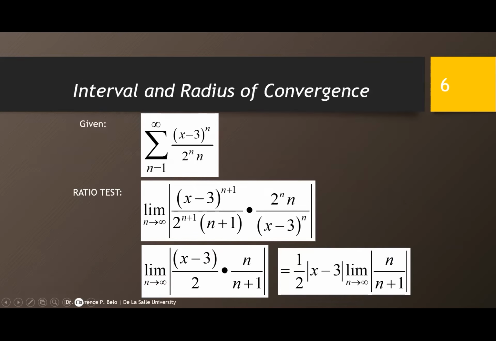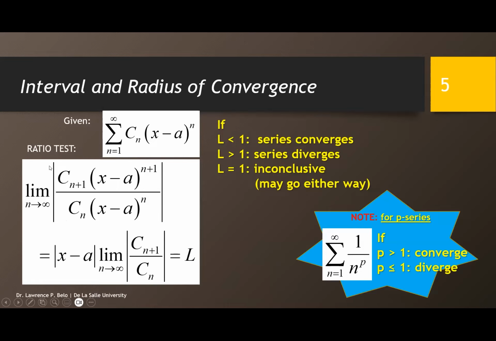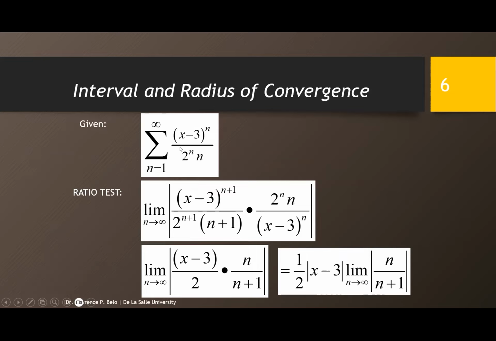For example, this one, you're given this expression. So what you do first is solve for the limit. Do the ratio test. Limit. So what's the limit? Take note. The one with n plus 1s over the original. So the ones with n plus 1, this becomes x minus 3 raised to n plus 1, 2 to the n plus 1, n plus 1. This one, just get the reciprocal.